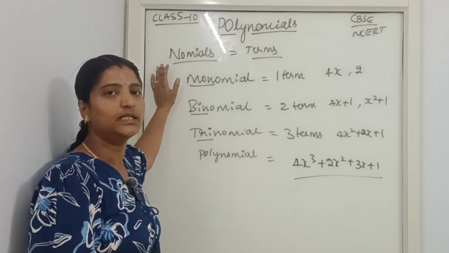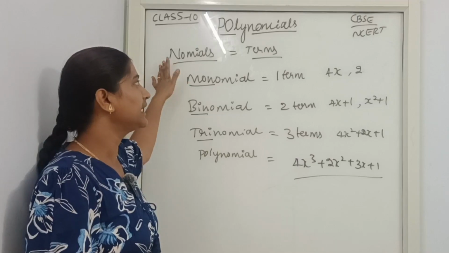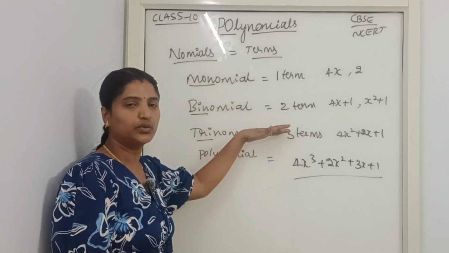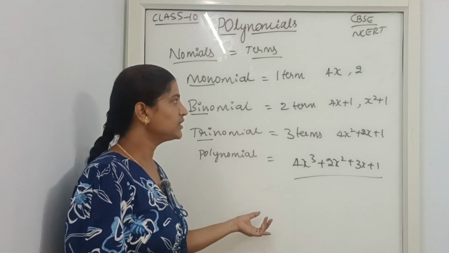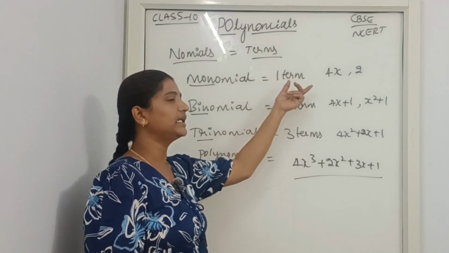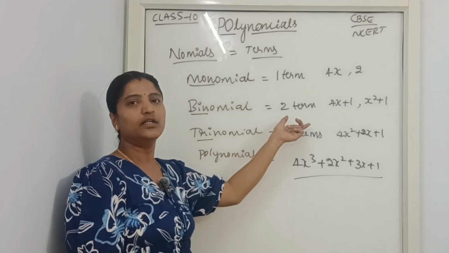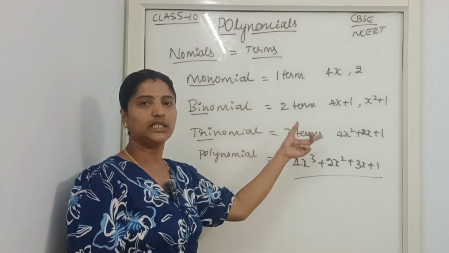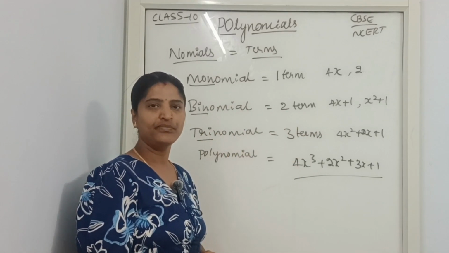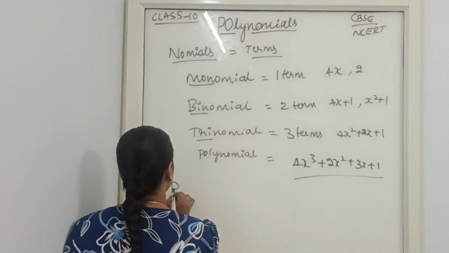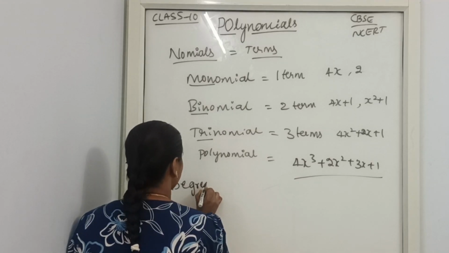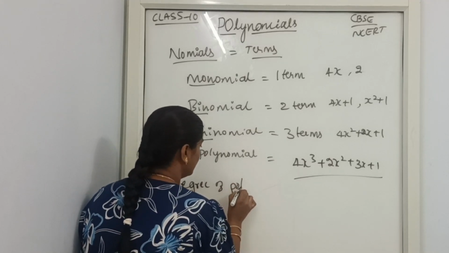Polynomial is nothing but the number of terms in that. It can include one term, two terms, three terms, four or more terms. But we should know specifically that if it is one term, the name is monomial, two terms then binomial, three terms then trinomial. Clear? The next thing is we need to understand the degree of polynomial.